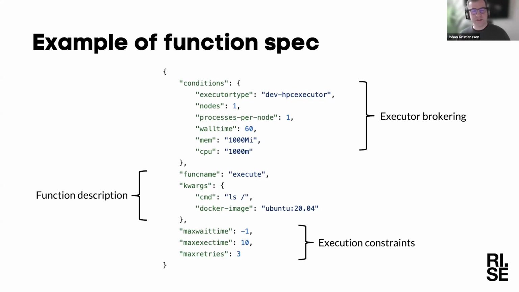And this is all the information that is required. This can be converted to a Slurm script. It could be converted to a Kubernetes YAML file. So it's a very generic common denominator format that describes how to execute a function in a very generic way.